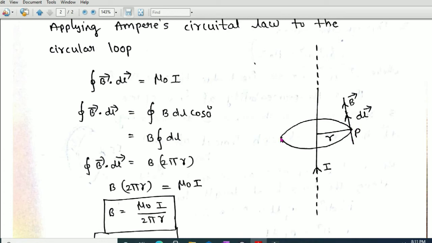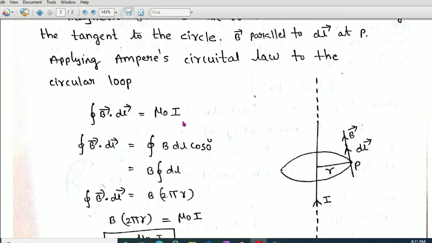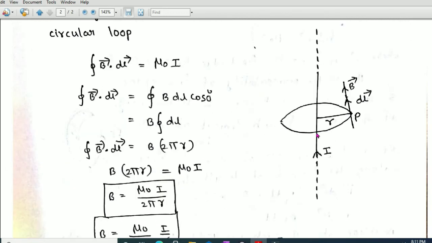The point P is surrounded by this conductor. Let us find the magnetic field due to this conductor at the point P, which is at a distance of R. To find the magnetic field, let us apply Ampere circuital law. For the application of Ampere circuital law, let us consider this as the Amperian loop, passing through the point P.